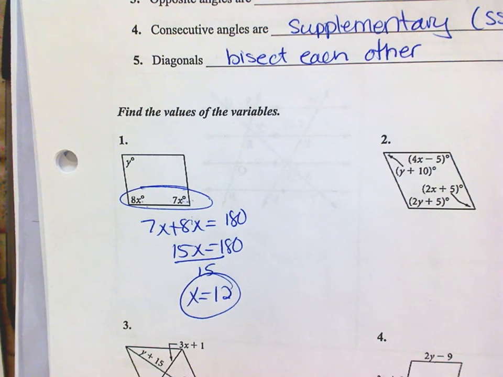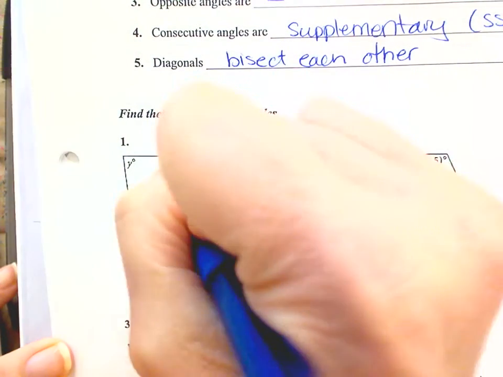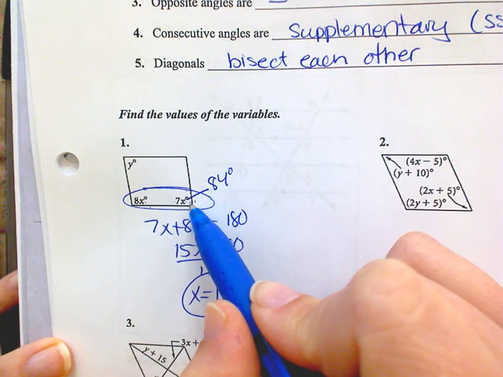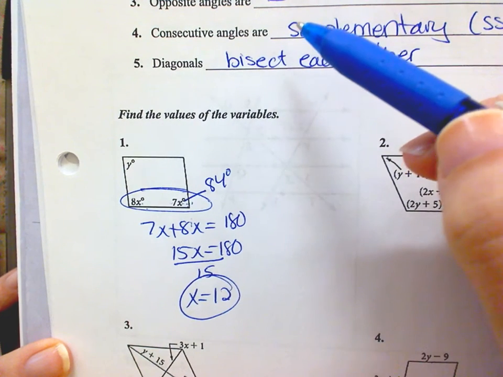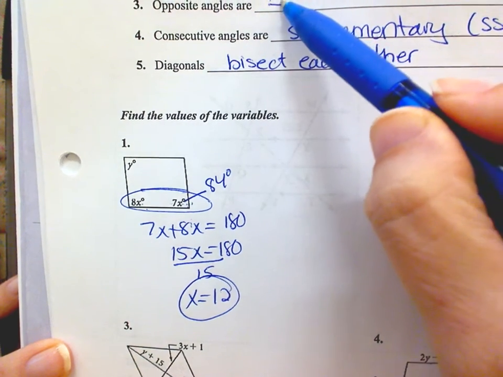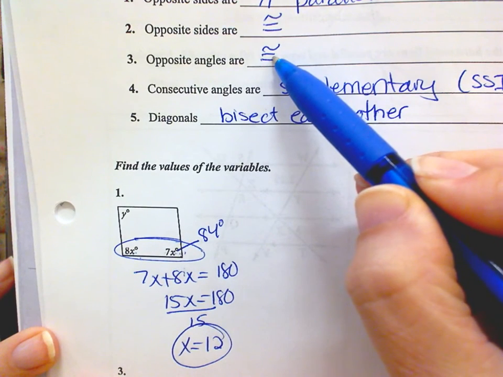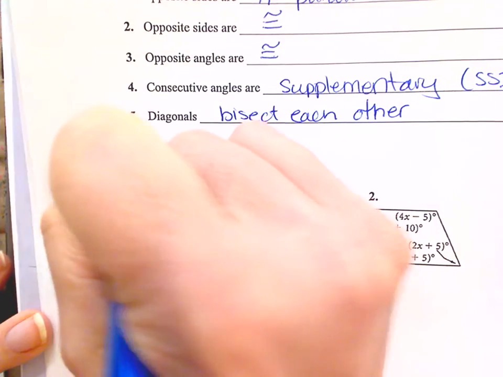If you know x is 12, you can plug that back in. 7 times 12, that's going to give you an angle of 84 degrees here. And then if we apply what we know, you could go either way, but the easier way is to say that opposite angles are congruent. So by number 3 here, this angle would also be 84 degrees.